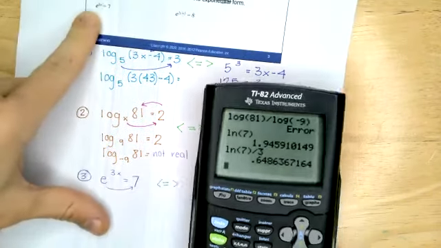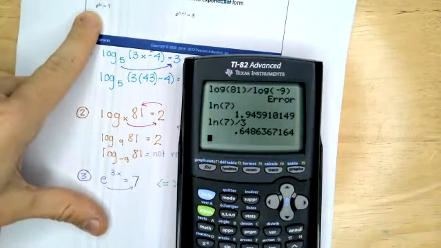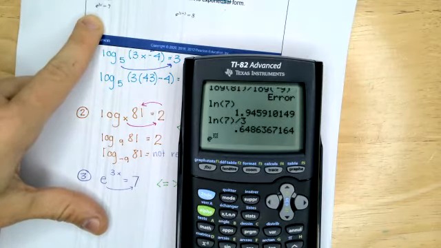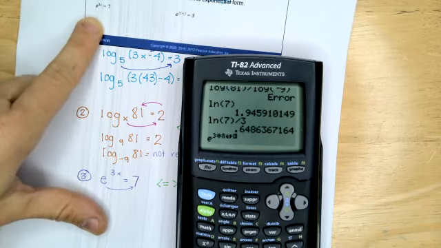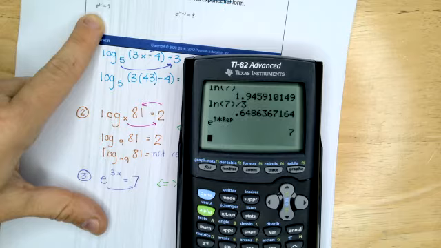If I put that into my calculator, is it correct? 3 times the answer. Do I get 7? I do.